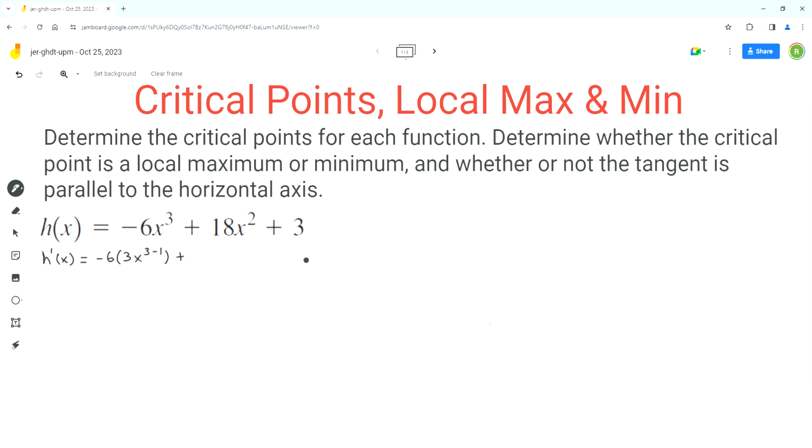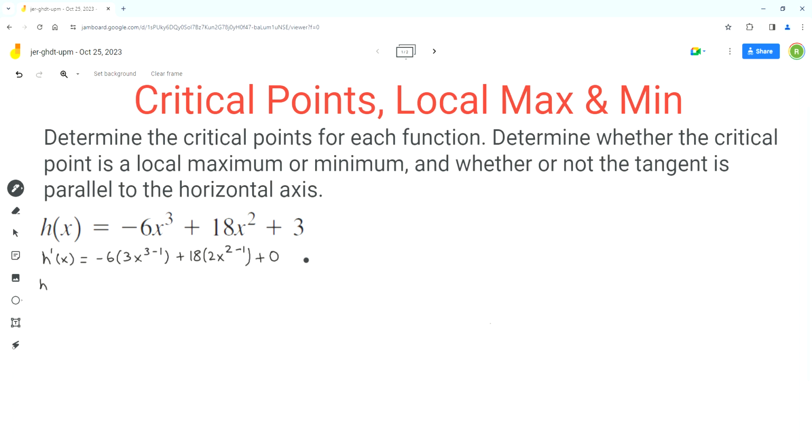Now for the second term, 18 is a coefficient, so it will stay as it is. For x squared, we'll use the power rule. So we'll move the exponent 2 to the front and then subtract 1 from 2. Now 3 is a constant, so the derivative is 0 because the derivative of a constant is equal to 0.